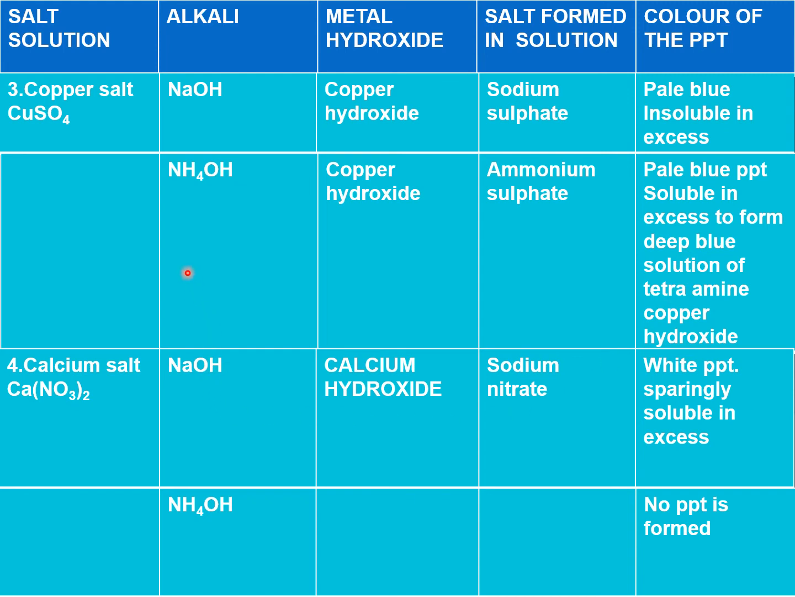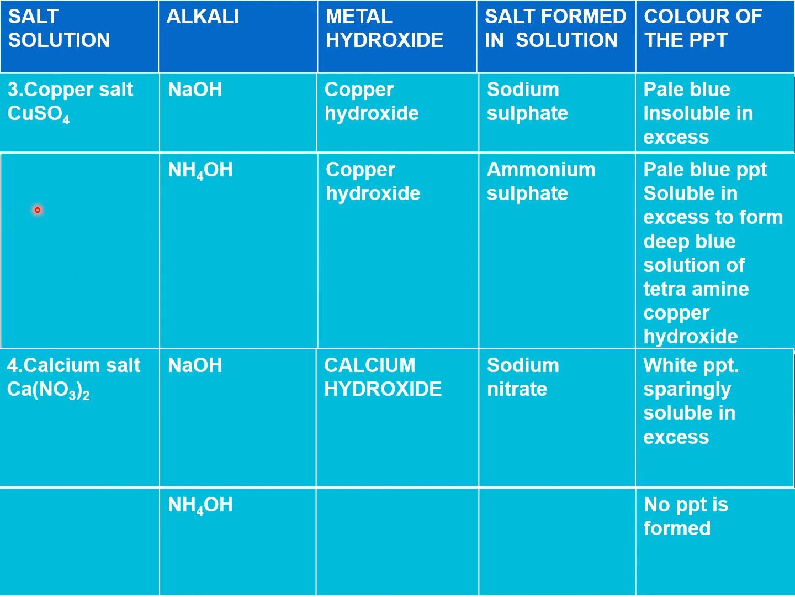Whereas with ammonium hydroxide, there is a slight difference. When ammonium hydroxide is added to a copper salt, pale blue PPT of copper hydroxide is formed in little. In excess, the pale blue PPT dissolves to form a deep blue solution of tetraammine copper hydroxide. Now, this is the sodium hydroxide, ammonium hydroxide difference. That means this reaction of sodium and ammonium hydroxide with copper is a characteristic property of copper ion, and this is used for the detection in qualitative analysis.